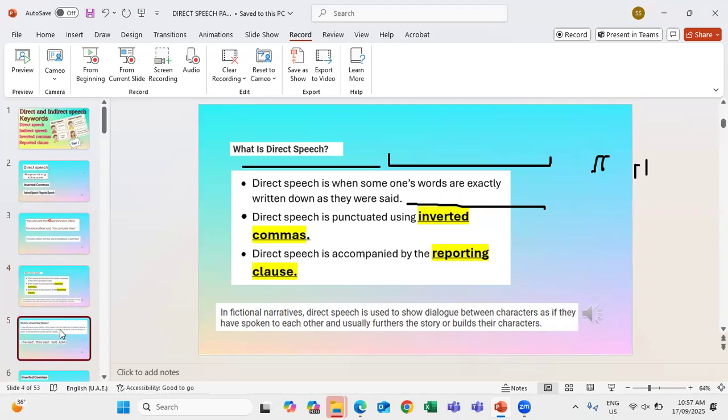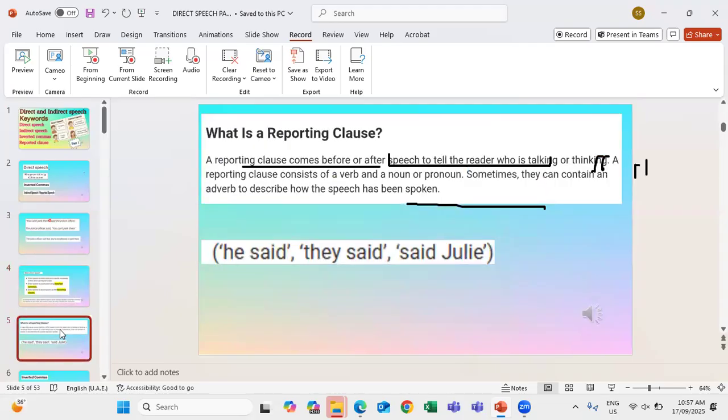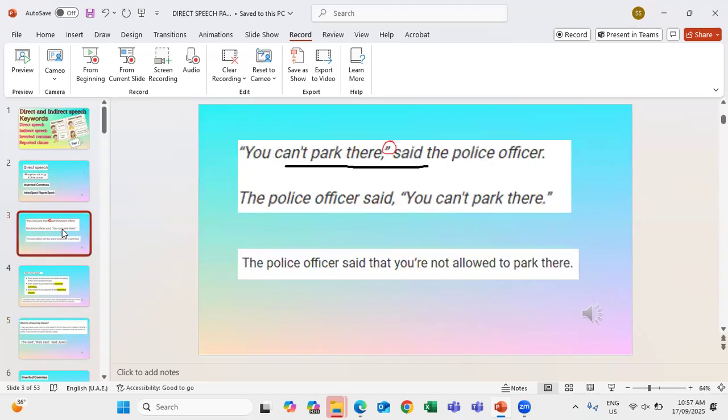Now, in the second one, we will be discussing the reporting clause a bit more. So, what is a reporting clause? A reporting clause comes before or after the speech to tell the reader who is talking or thinking. It can come before the direct speech or after the direct speech. So let's see the example again.